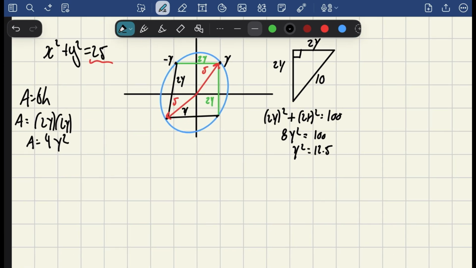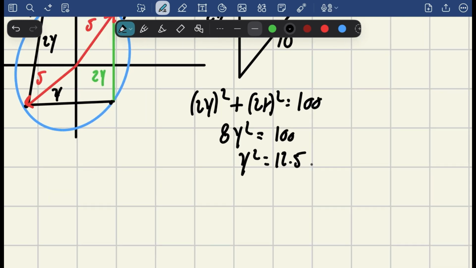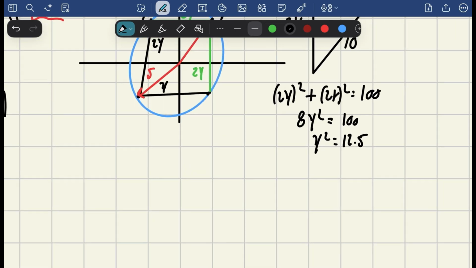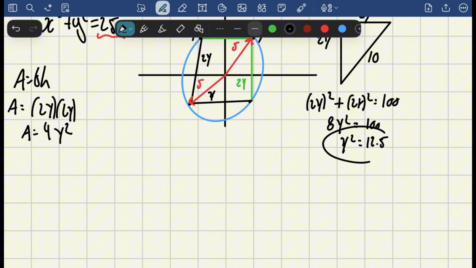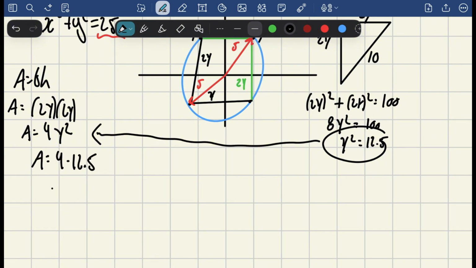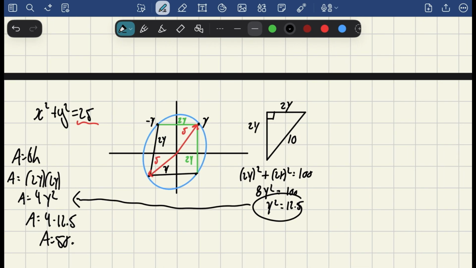That's pretty cool. We could try and maybe root this and find the value for gamma, but we have gamma squared here. We take this value over to there. A is equal to 4 times 12.5, A equals 50. So I thought that was a really, really nice problem to do.